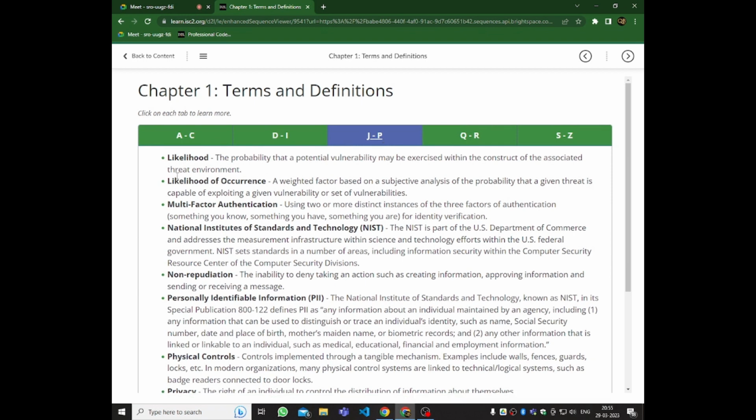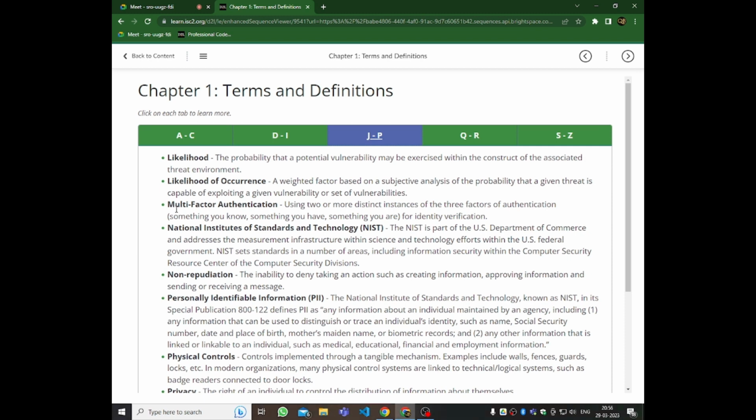And let's see the next one, likelihood. The probability that a potential vulnerability may be exercised within the context of the associated threat environment. Next is likelihood of occurrence, a weighted factor based on subjective analysis of the probability that a given threat is capable of exploiting a given vulnerability or set of vulnerabilities.